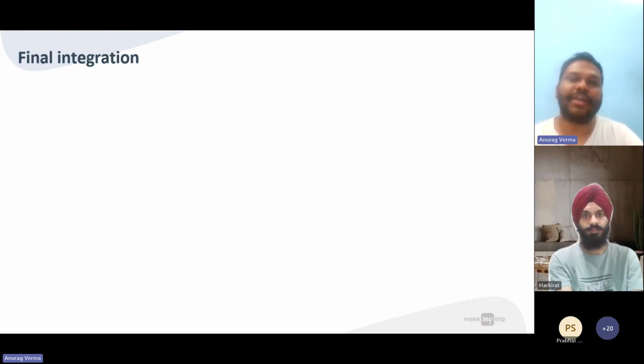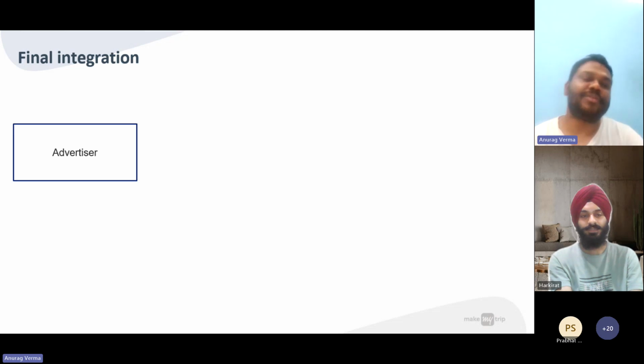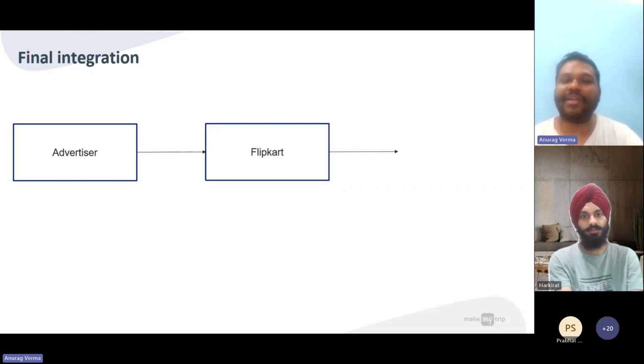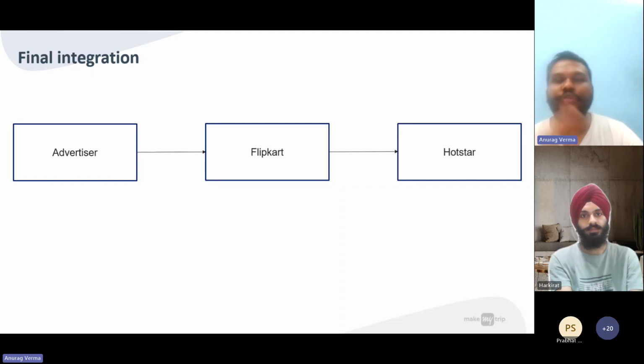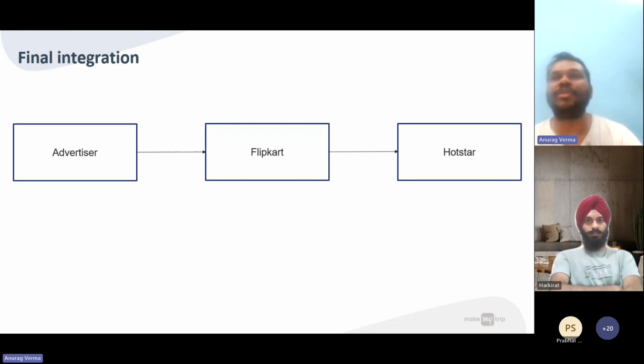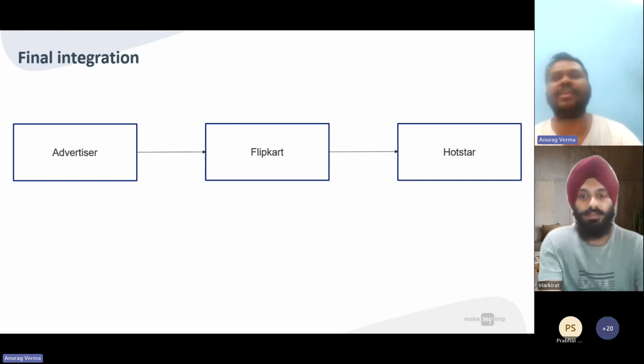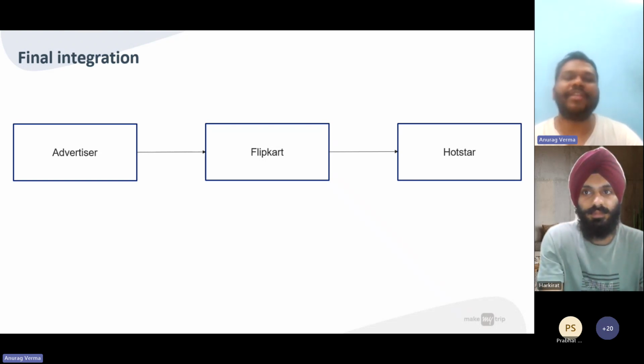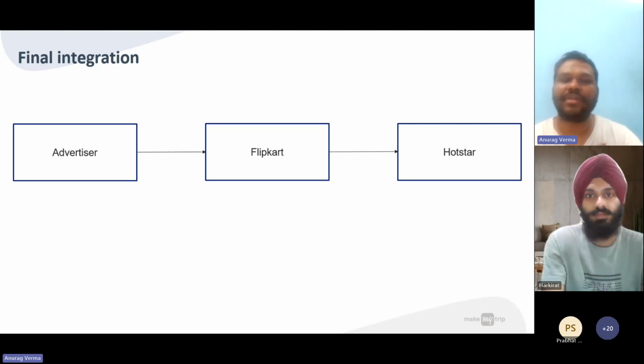The final integration, and this might seem like an anticlimactic end, but it's not the end. There are more layers to this. Let me complete the story, right? So Flipkart has a lot of audience information. There are a lot of consumers out there who are buying electronics, white goods, groceries, tons of stuff, and they have a lot of user information about the users and what kind of products.